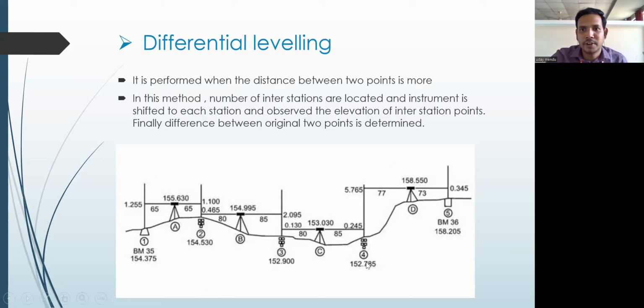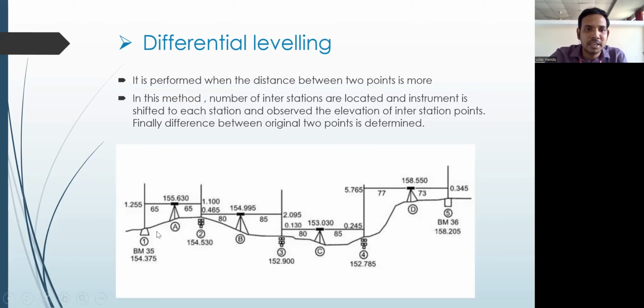Point 1 and point 5 are two different points whose elevations you have to find out. But the distance between point 1 and point 5 is very large. Then you will be selecting intermediate stations. The intermediate stations are nothing but point 2, point 3, point 4. Like that, you will be selecting different intermediate stations, placing the instrument between two stations and finding out the reading.